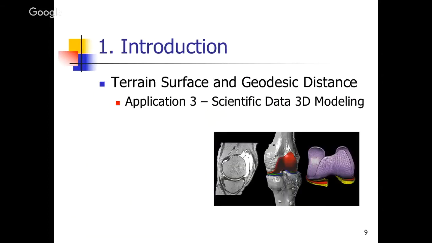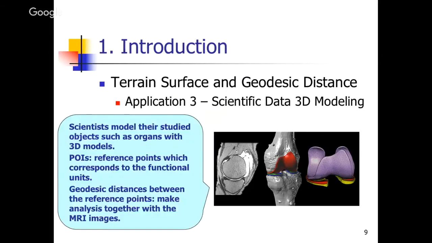The third application is scientific data 3D modeling. Scientists usually model their studied objects, such as organs, with 3D models. There are many reference points on the 3D model, which correspond to functional units. The geodesic distance between the reference points is usually used to make analysis together with the MRI images.